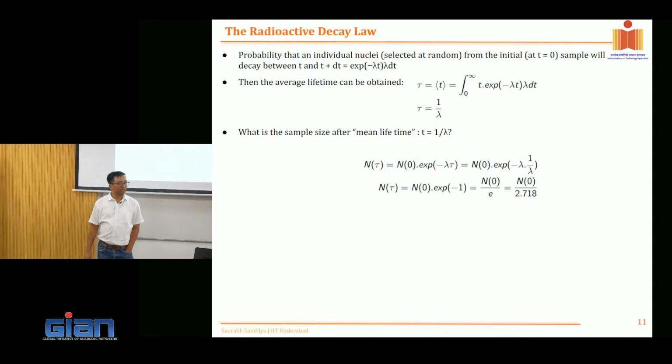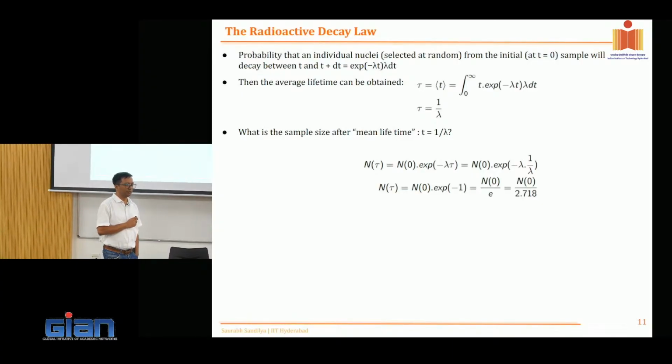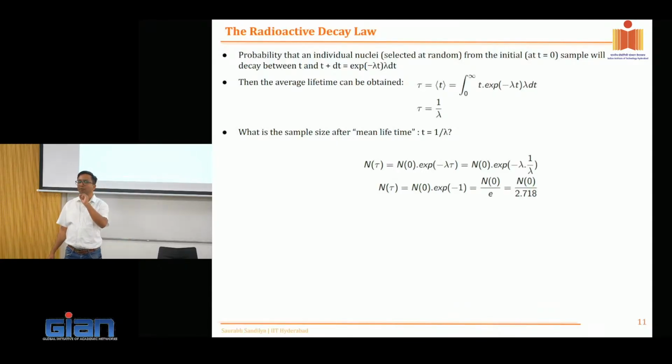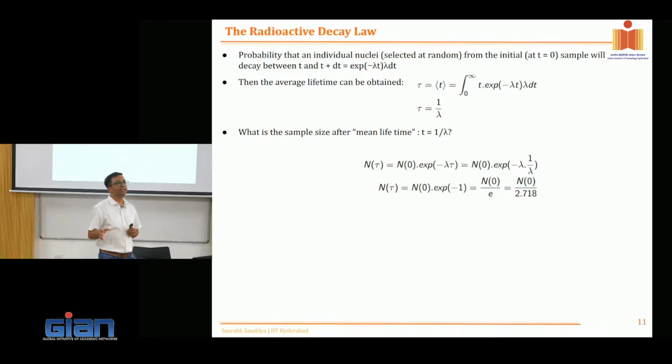This part is very easy to infer, so just write it down for now. If you do not see it, we'll cover it in tutorial. The probability that an individual nucleus, selected at random from the initial sample at t equal to 0, will decay in between time t and t plus dt happens to be exp of minus lambda t times dt. If you don't see that, we'll derive it. It's very easy to understand.